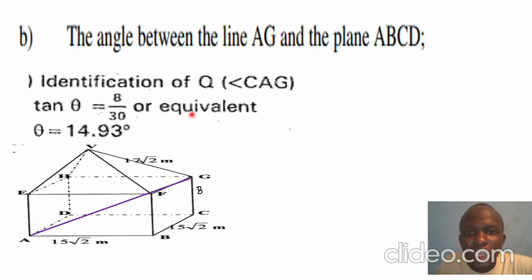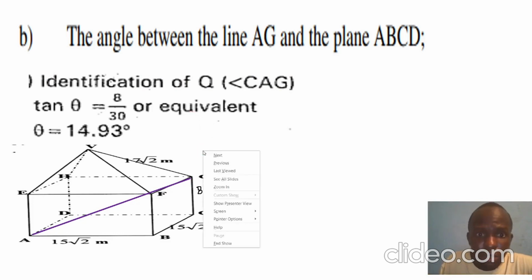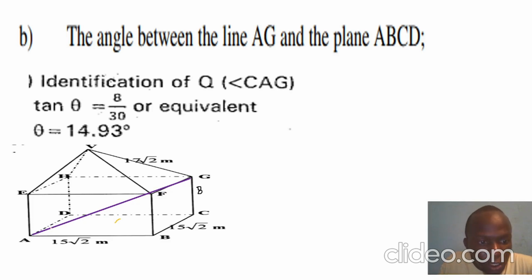Find the angle between line AG and plane ABCD. Let me use my pen to show the plane. This is the plane we are talking about. We want the angle between the line AG, the one that has already been marked, and the plane. So that is what we are going to do.